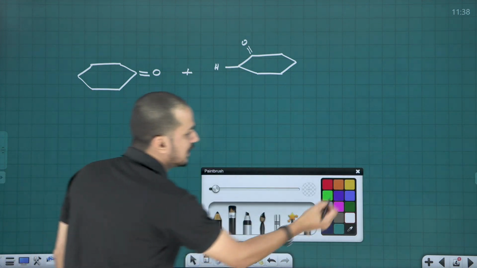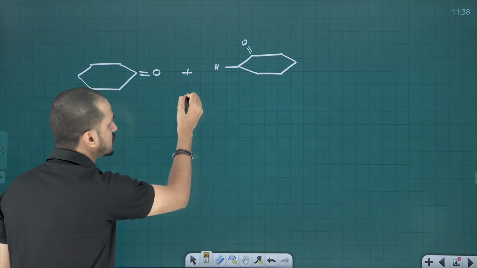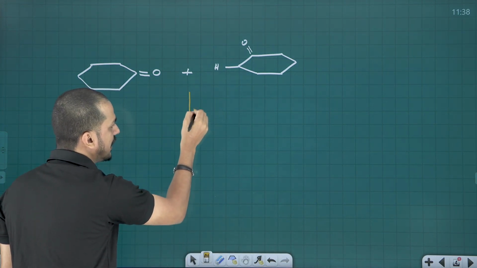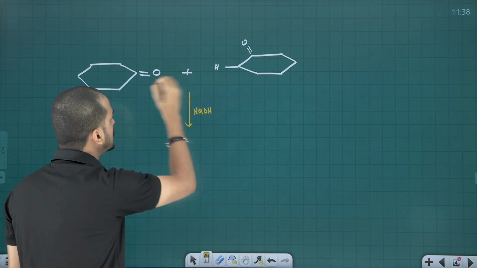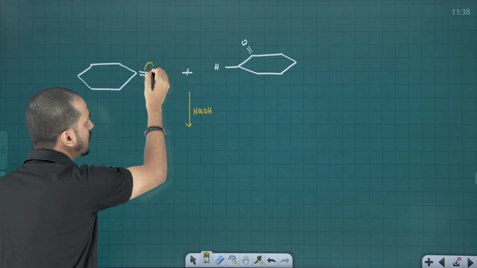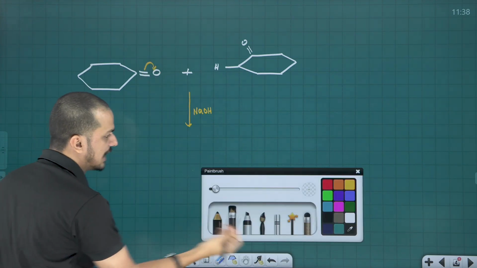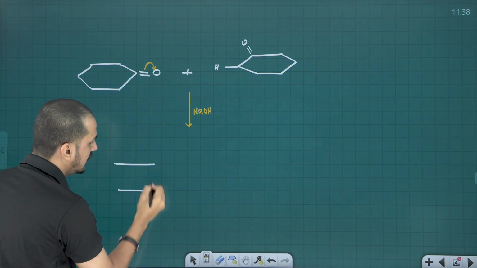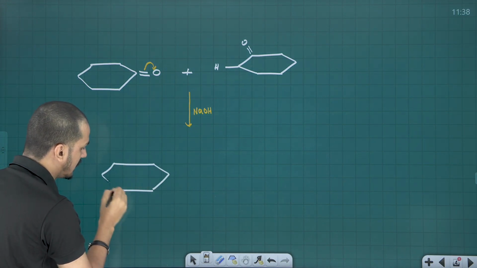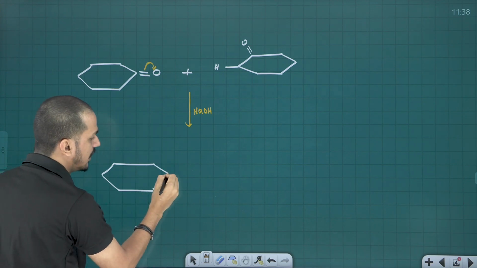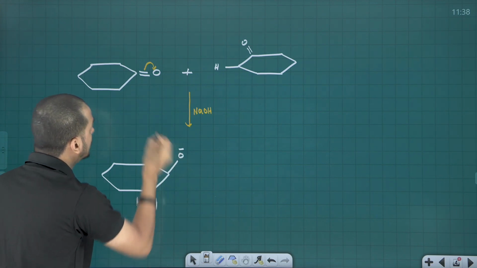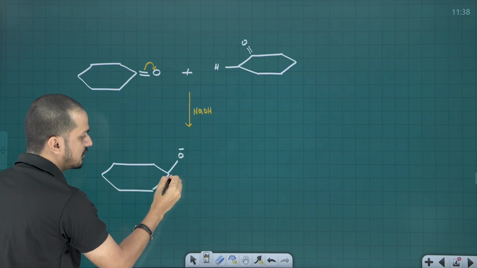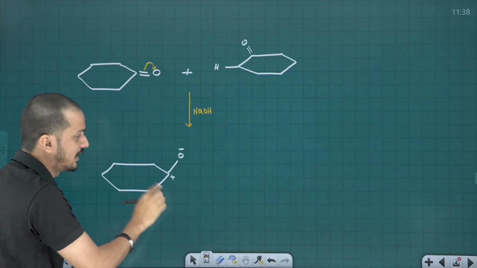Now you can see this alpha hydrogen is acidic hydrogen in presence of NaOH. This acidic nature means oxygen will take the electron towards it. So what will happen to that one? You can see here that a cyclohexane 6 carbon ring is there. And here this becomes O minus. This portion becomes plus charge. Can you understand? Yeah.